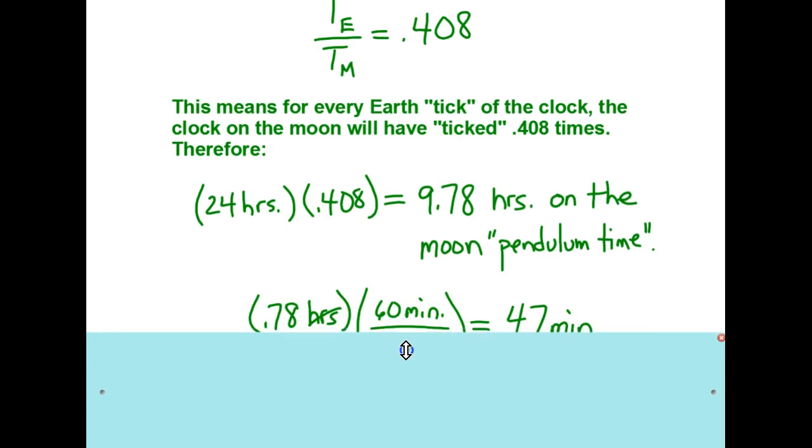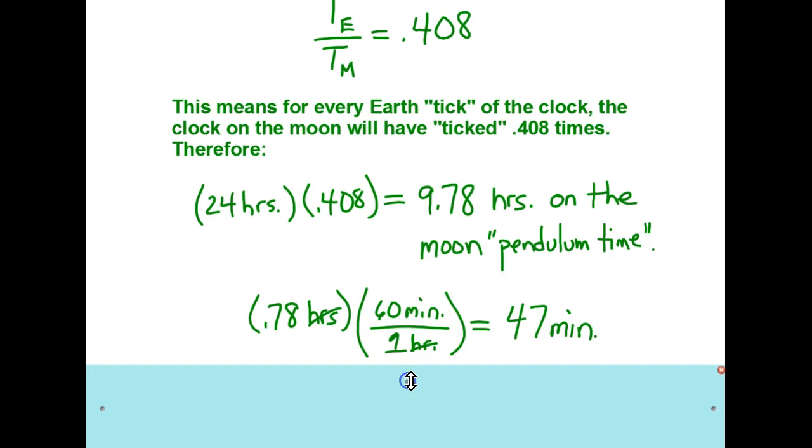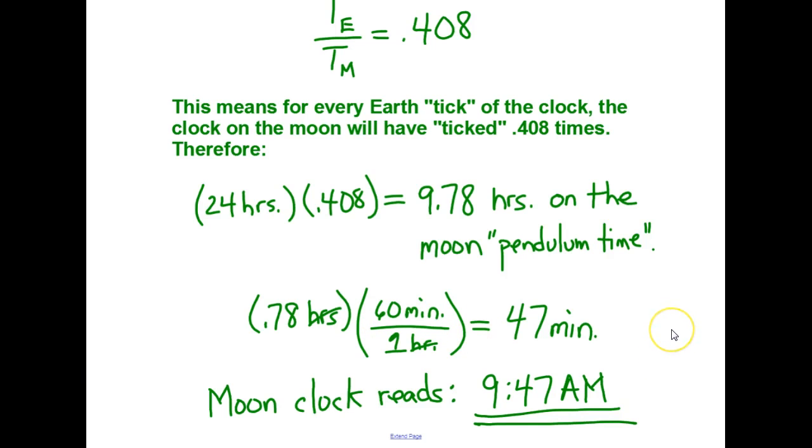Next, we have to figure out how many minutes is 0.78 hours. To do this, we do a quick little dimensional analysis. 0.78 hours times 60 minutes in 1 hour. Hours cancels. 0.78 times 60 is 47 minutes. So the moon clock reads 9:47 a.m. after 24 hours have ticked away with the same pendulum clock on Earth.